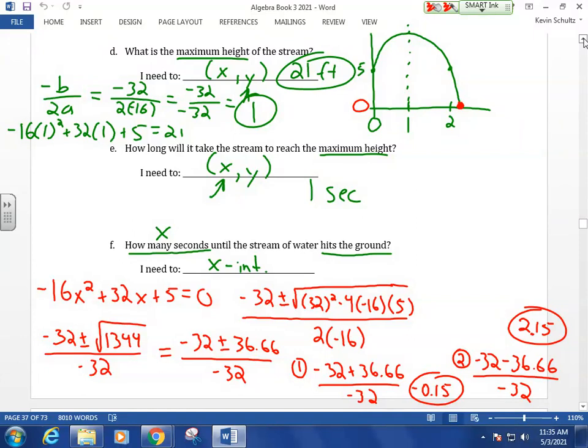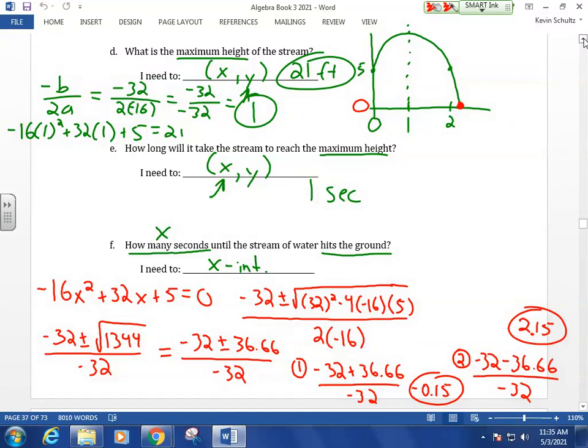Well, the water can't hit the ground in two different spots. The question is, how many seconds until the stream of water hits the ground? Which answer is right, and which answer can we discard? Take a look at those. Negative 0.15 seconds, 2.15 seconds.